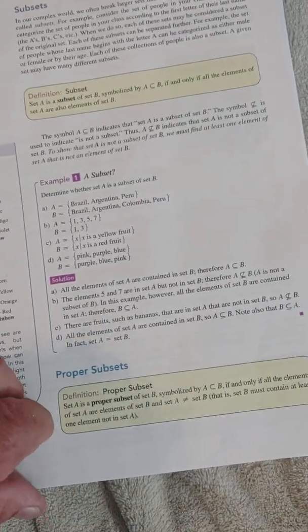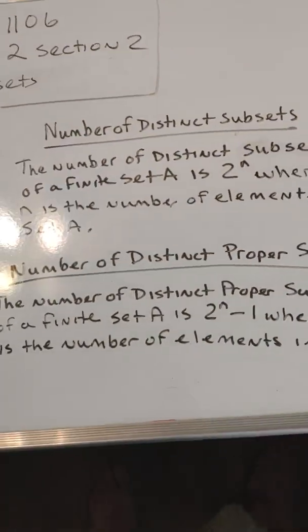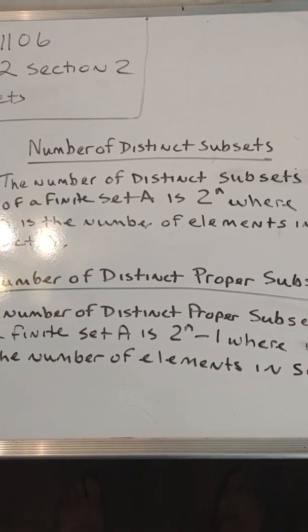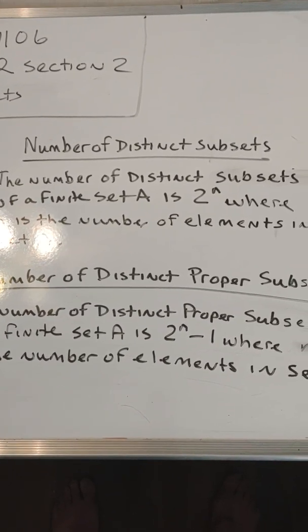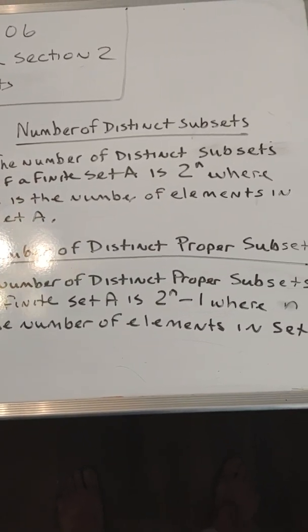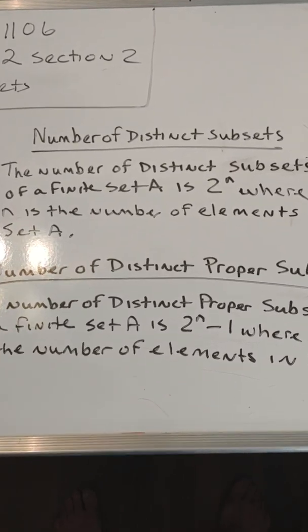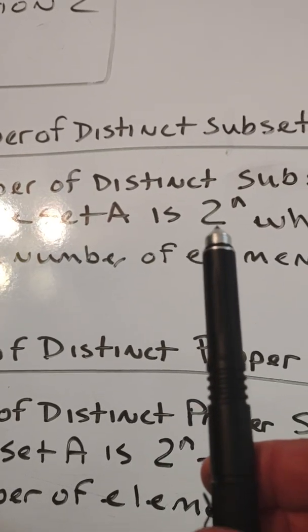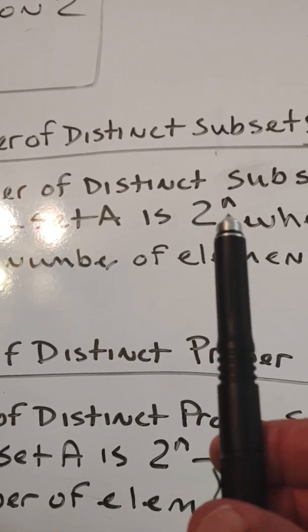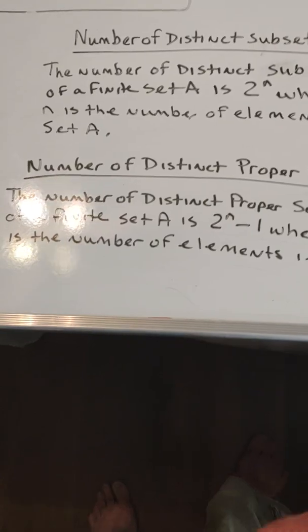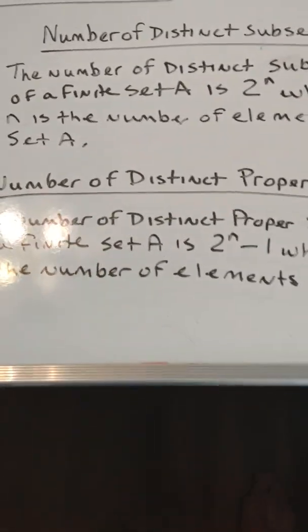If we go to the other two definitions that we have here, we have the definition of the number of distinct subsets. It says the number of distinct subsets of a finite set A is 2 to the n power, where n is the number of elements in set A. So in other words, if we want to predict how many subsets we have in a set, then we go 2 to the power of the number of elements that we have. That's the potential subsets.